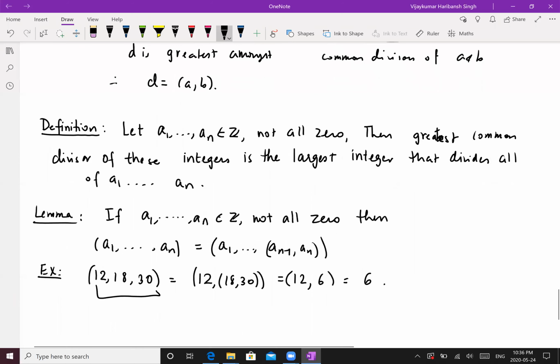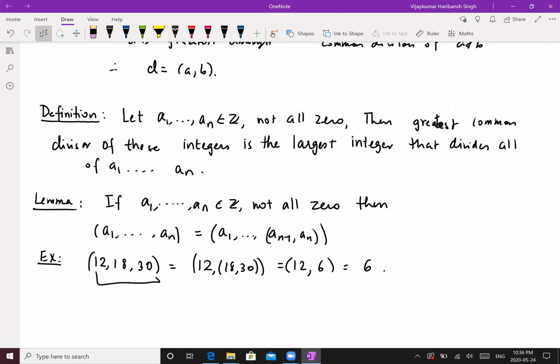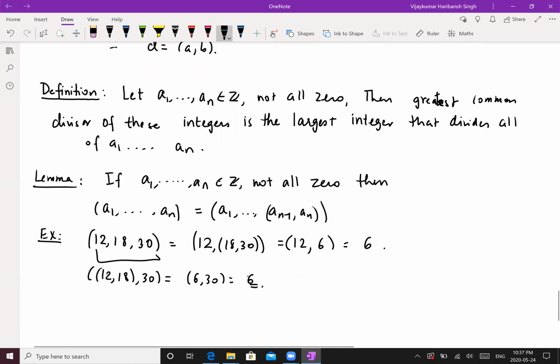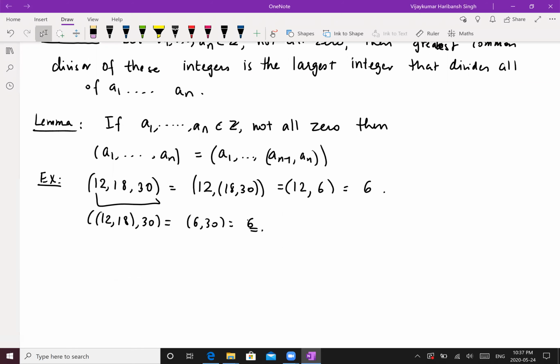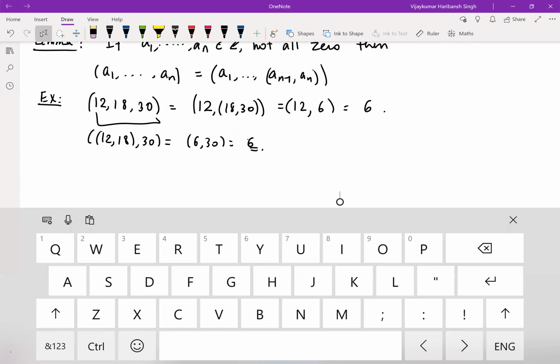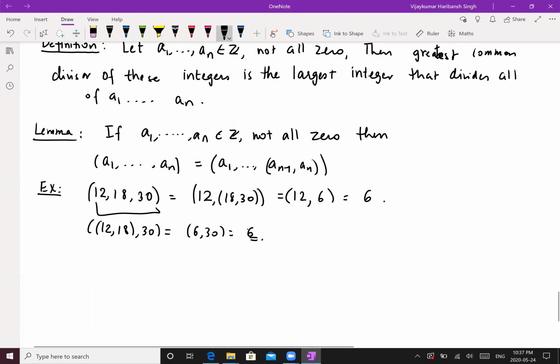Note that the order is not important here. You could have also done this in the following way. You could have said GCD of 12 and 18, compute this, we get 6, and GCD of 6 and 30 is 6. Here also, in a1, a2, through an, the ordering is not important. Okay, so this takes care of the GCD.